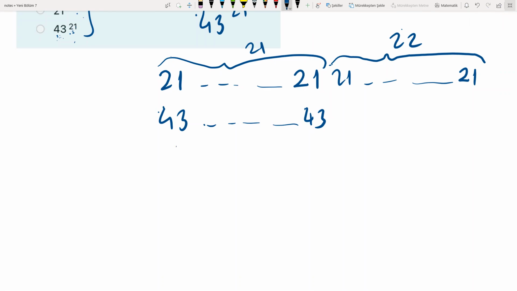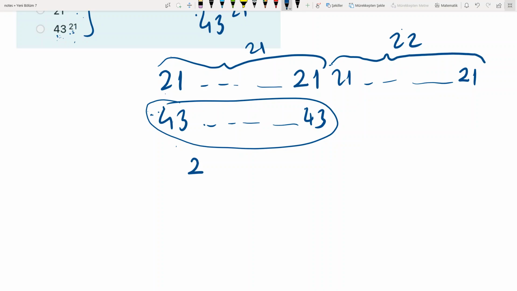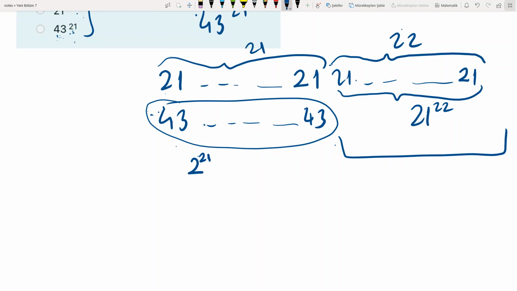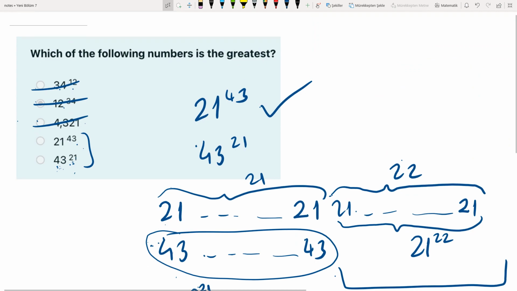Remember, 43 is like 2 times 21, a bit more than 2 times. When I divide 43 by 21, I get a number a bit greater than 2. So 2 to the power 21, let's say. Here, the 21s below have a multiplier like that. But here, we have 21 to the power 22, where the number below is missing. So it is obvious that 21 to the power 43 is the greatest.